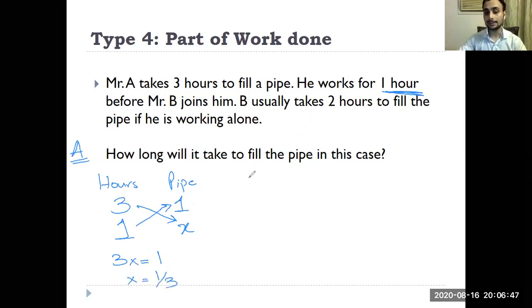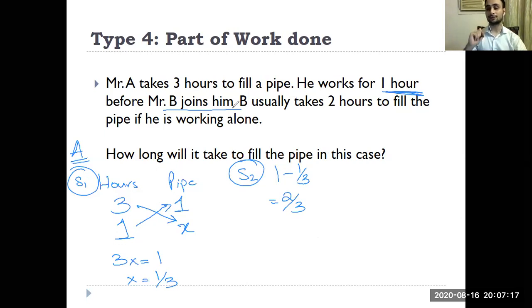अब काम A ने 1 by 3 कर लिया है, so step 1 हमें हो गया है. We have figured out 1 by 3, work is done. How much work is left? Step 2. The work that is left is 1 minus 1 by 3, which is 2 by 3. Now this is the work that is left. We figured that out as well. अब क्या होता है, स्टोरी आगे किस तरह से जाती है? B comes and joins A. B is now going to help A.